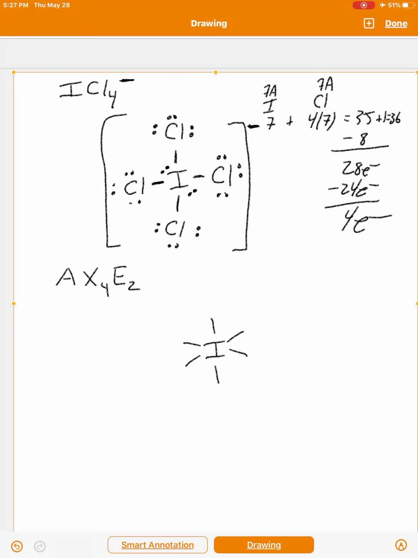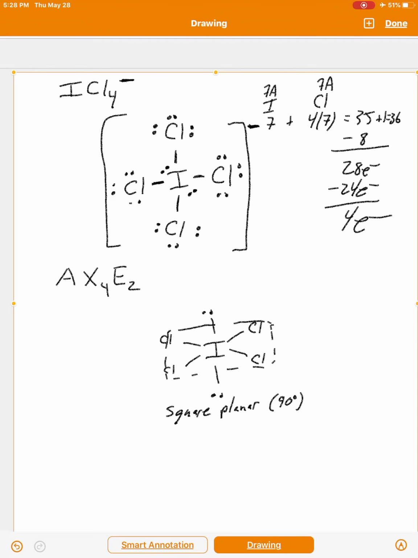On 4 of those domains is a chlorine atom, and then on the other 2 are the lone pairs. So in a sense, it's an octahedral. But the arrangement of atoms are what we're concerned with, not the arrangement of electron domains. The arrangement of atoms are actually flat. It's a plane in the shape of a square. So we call it square planar. And all the angles are 90 degrees. Okay, so that's called square planar.